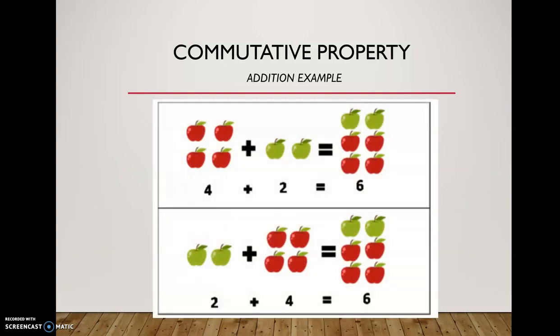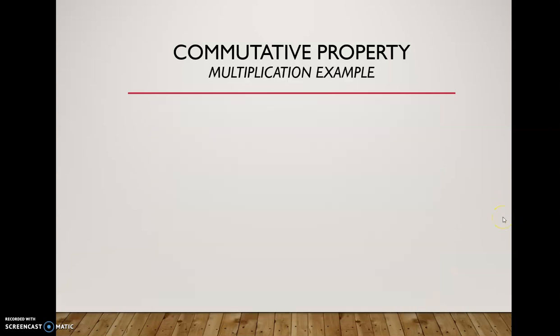Now, let's put this into an addition problem. Like you saw this last week, we have these 4 red apples plus these 2 green apples. This equals 6 apples regardless, whether you did the 2 green ones first or the 4 red ones. You're going to get the same answer.